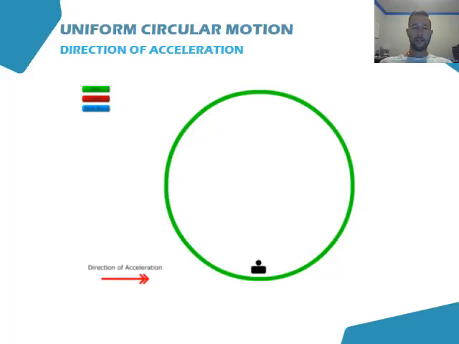So again, in this slide we have an animation which you'll need to refer to the other copy of the presentation. But this slide indicates the direction of the acceleration as a body moves around in a circle. So the arrow indicates that the acceleration always points towards the center of the circle when the object goes around.